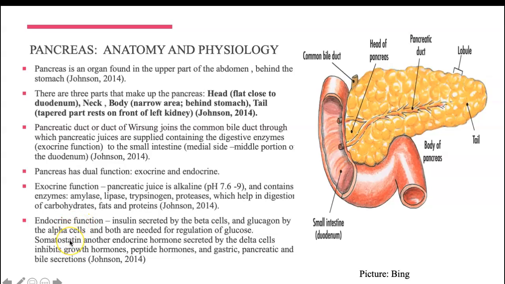There are other hormones in the endocrine cells of the pancreas, like somatostatin, which delays the emptying of the gastric contents so as not to cause spikes in blood sugar and blood glucose. And then you also have another hormone called ghrelin, which stimulates the hunger pangs.